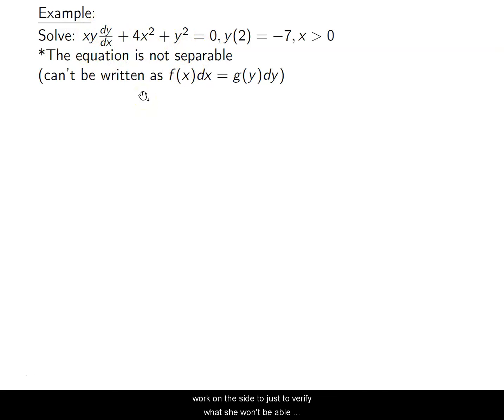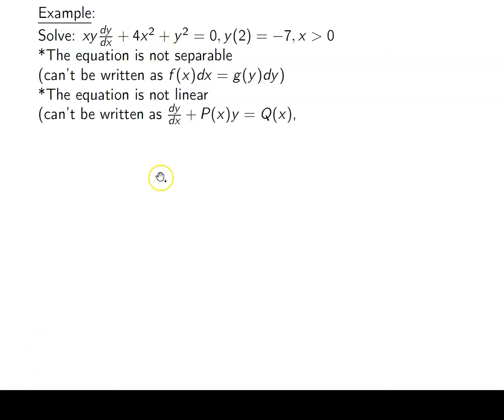You can do a little bit extra work on the side to verify, but you won't be able to separate it. You also won't be able to put it into a linear form, okay? Mostly because there's a nonlinear term here, right? So it's very clear that it is not a linear equation. Also, with the y times dy/dx, if I divided everything by y, I would have x times y prime. This would turn into a y, but I would have 4x squared times 1 over y, which is also a nonlinear term, right? So I can't write it in this form where it's y prime plus p(x) times y equals some function in x. Okay.